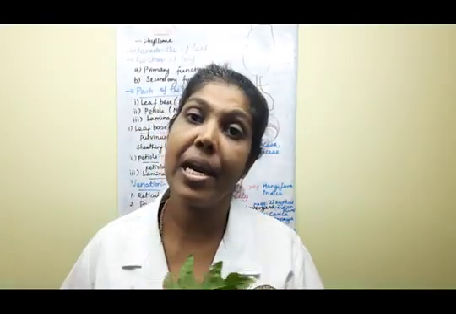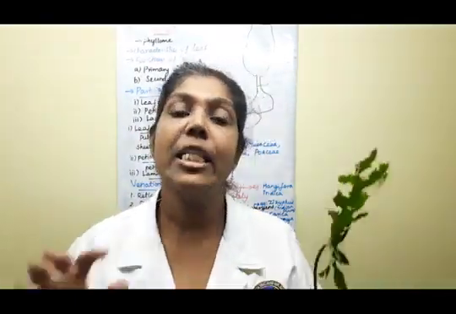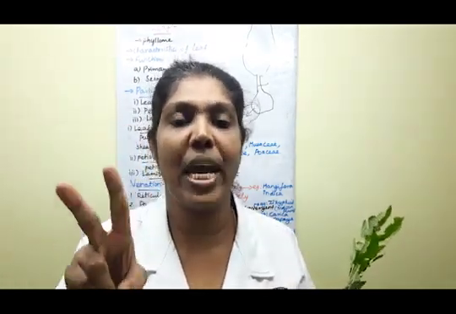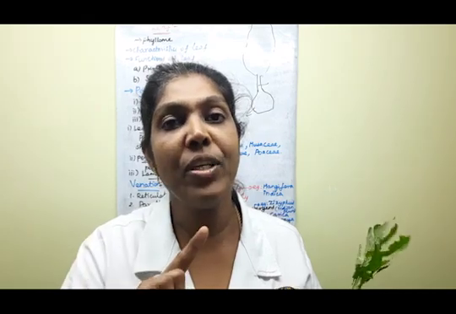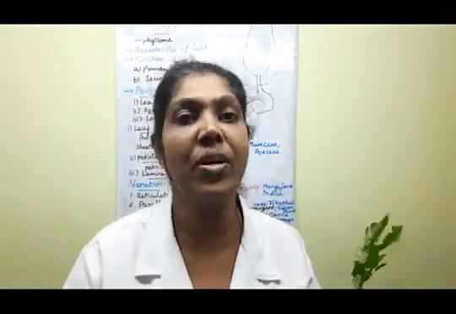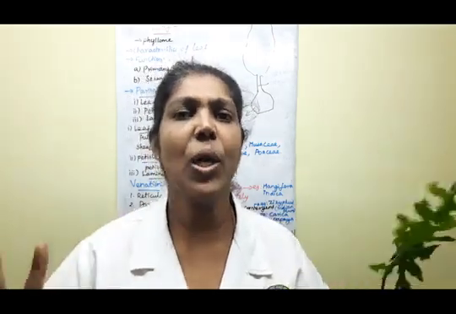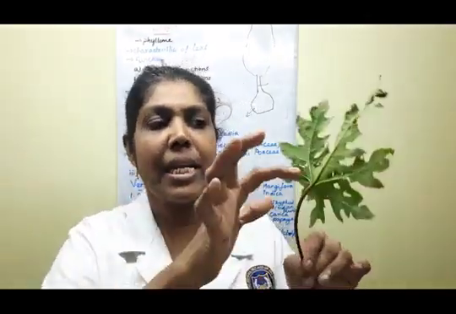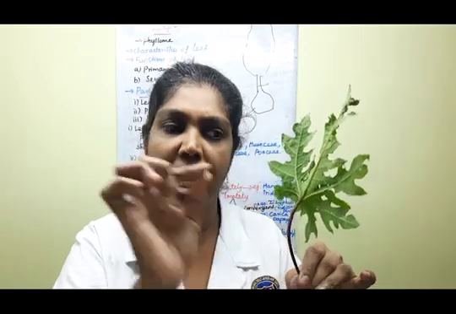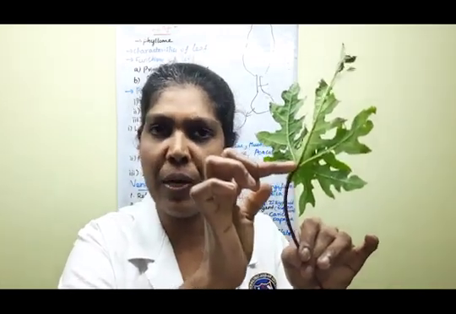Palmately reticulate venation comes under two types, children. One is divergent type and another one is convergent type. Clear? I am telling the overall idea, children. Divergent means, all of you listen carefully, the main veins arise from the tip of the petiole.